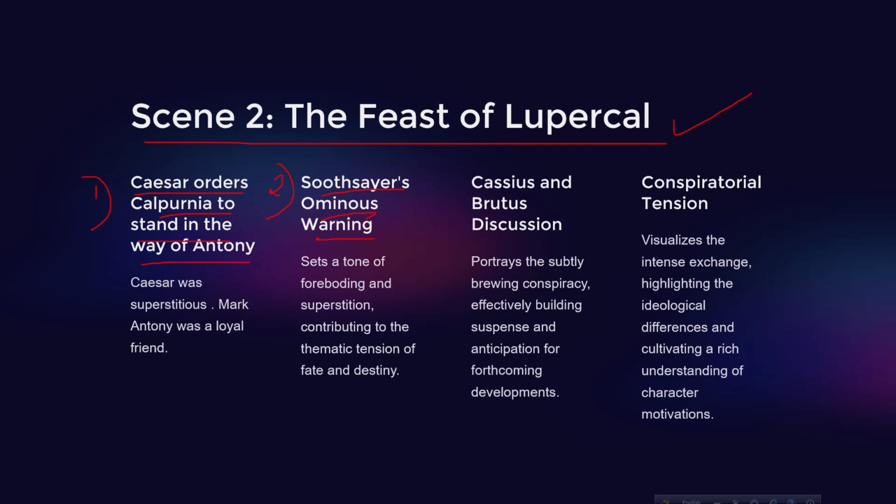Throughout the play, there is the theme of fate versus free will. Even though Caesar gets numerous warnings, he doesn't pay heed to any of those warnings, which tells that fate always controls whatever happens in our life. Though we get numerous warnings, sometimes whatever is going to happen will happen. You cannot avoid that.